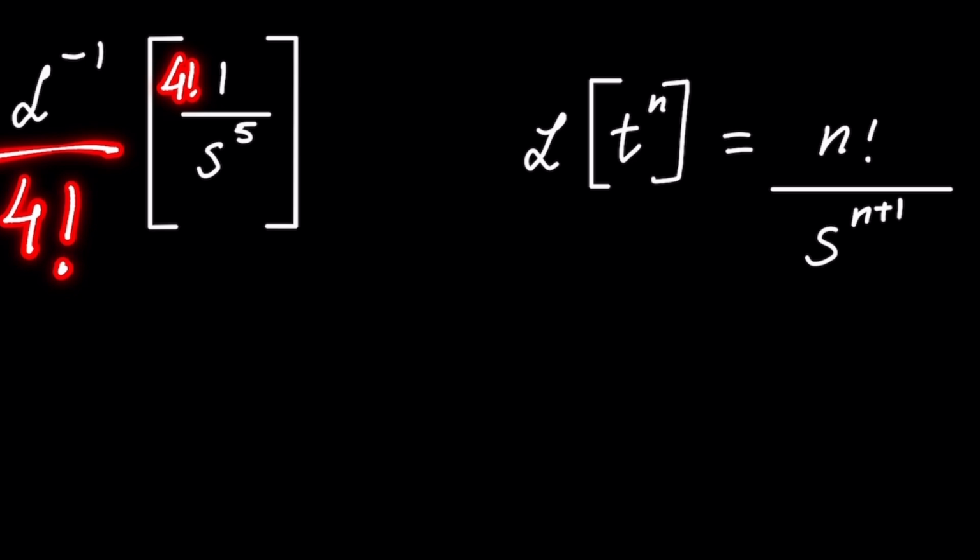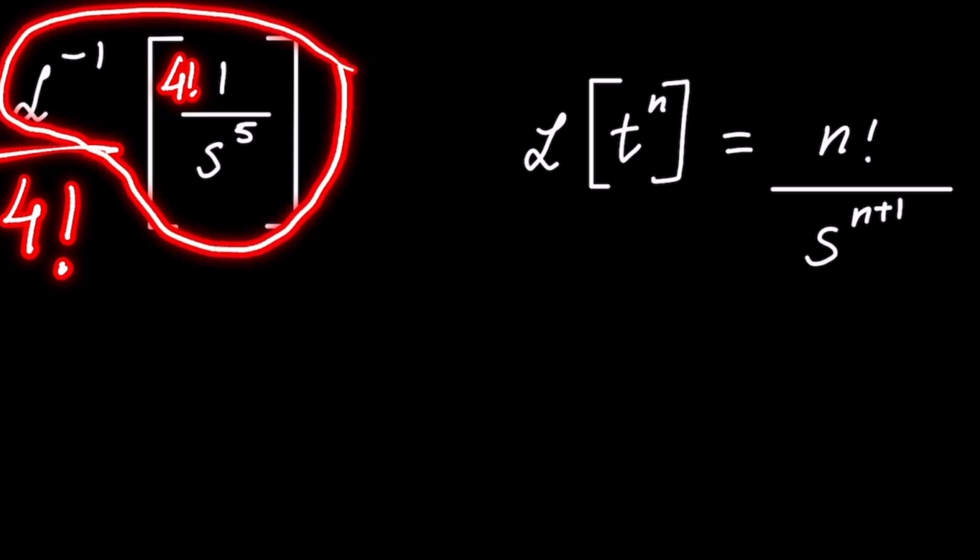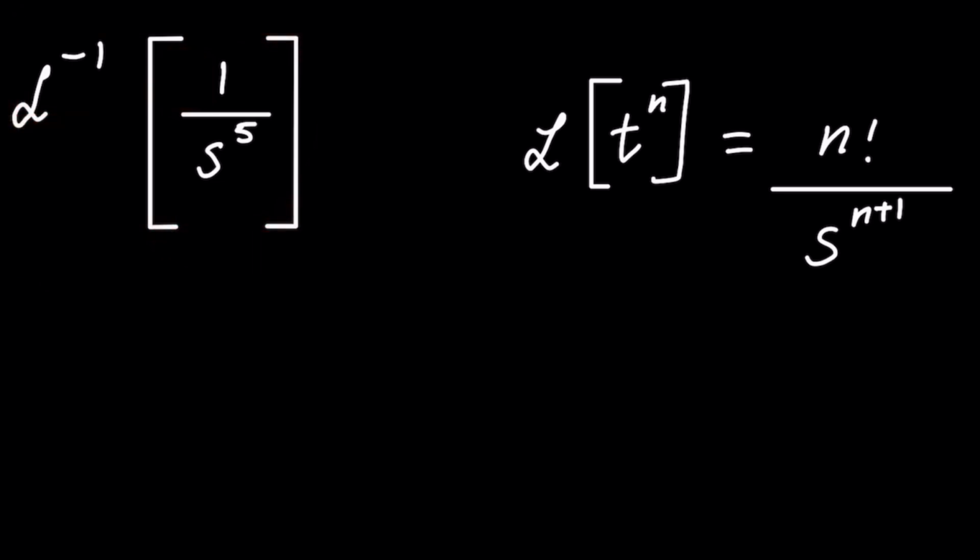Now we take the Laplace inverse of this entire expression from here to here, which is going to give us t power 4. We are going to write our final answer as t power 4 divided by 4 factorial.